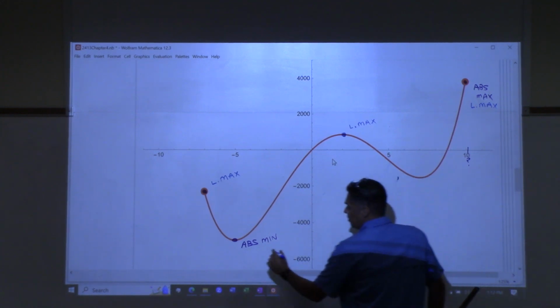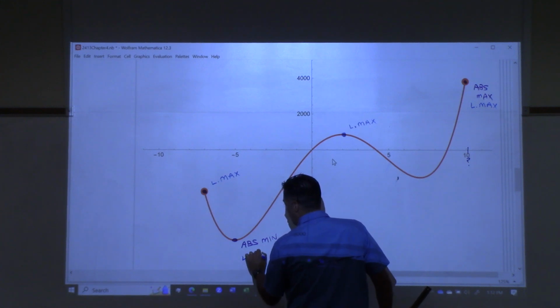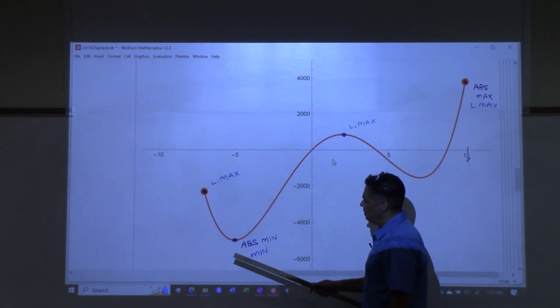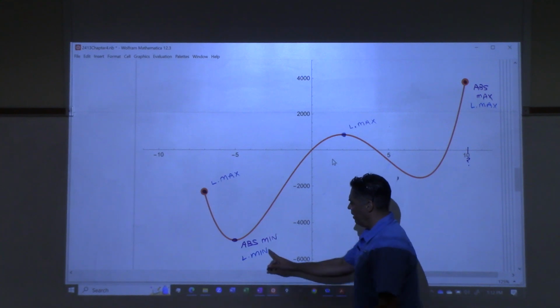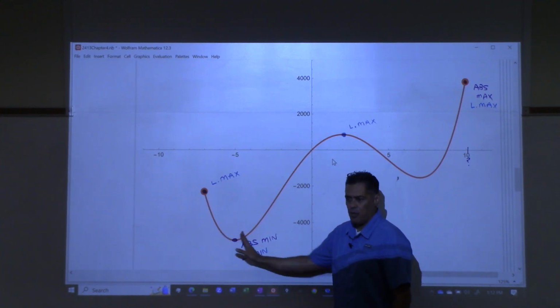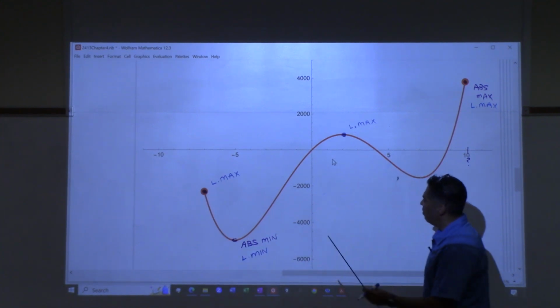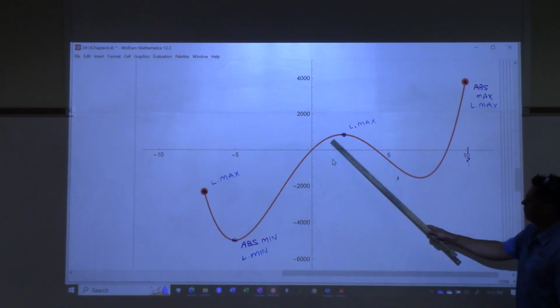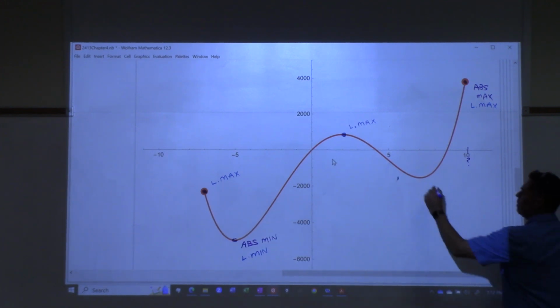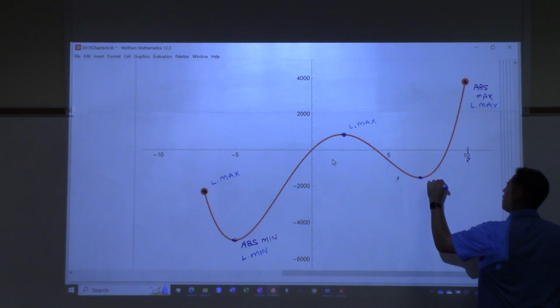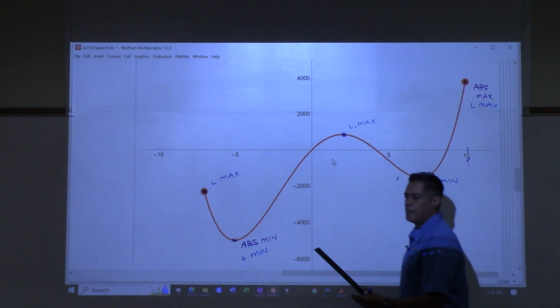All right, so this one we said local minimum, right? Local min, because it is the lowest point in this little neighborhood, right? Do we have any other local mins? Yeah, right there, right? Local min. Okay. Any others?